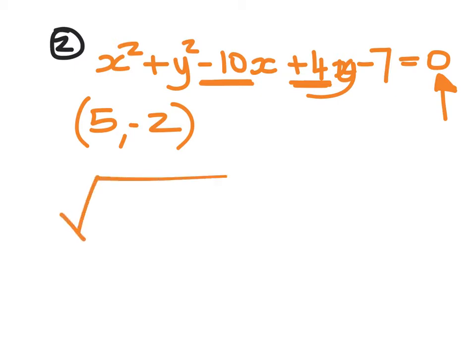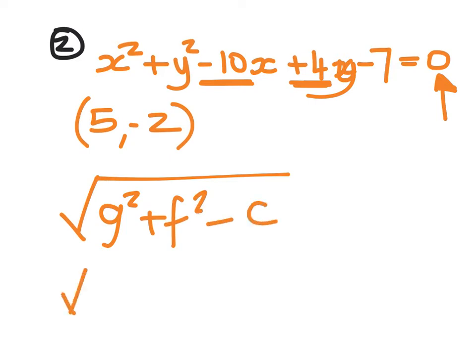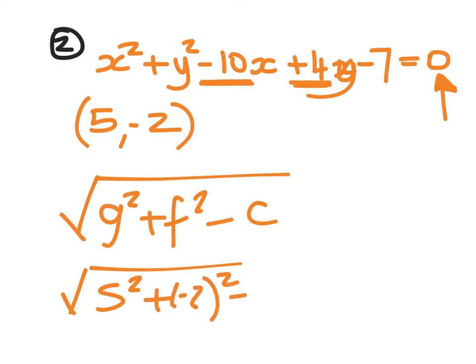How do you get the radius? Well, we're going to use g squared plus f squared minus c. So for my example, 5 squared add negative 2 squared, take away negative 7. Work all that out. My example gives you 6. You can find out what the example is in the homework sheet.